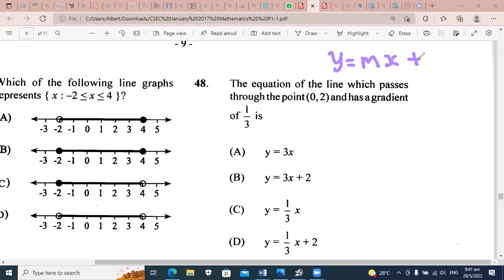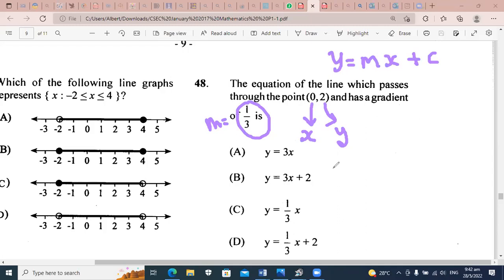So remember, for the point, the x would have been 0 and the y would have been 2. And the m is 1/3. So what we're going to do is input the x, the y, and the m in the format y equals mx plus c. You realize that c is the only thing we're missing. So in other words, by inputting x, y, and m, we in effect find the value of c. So let's find c.